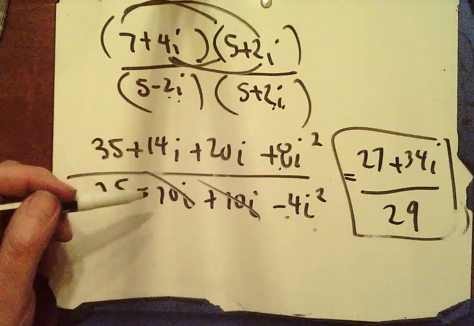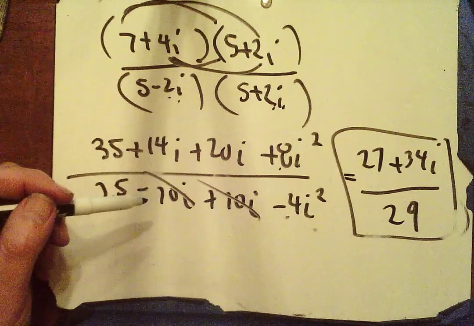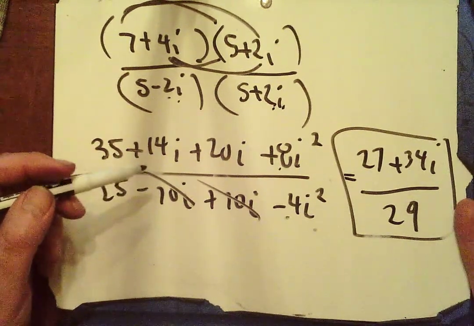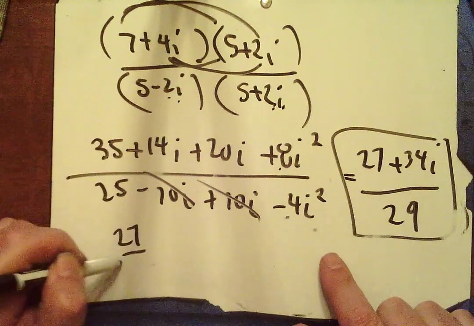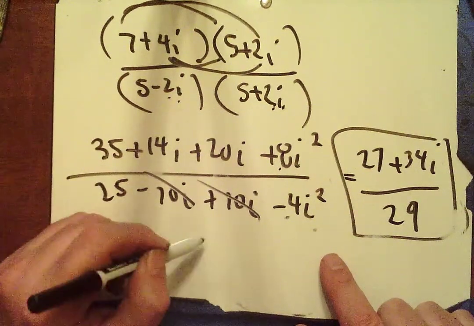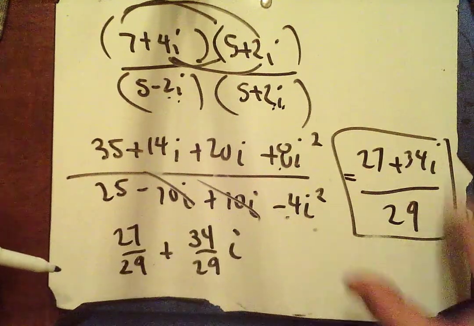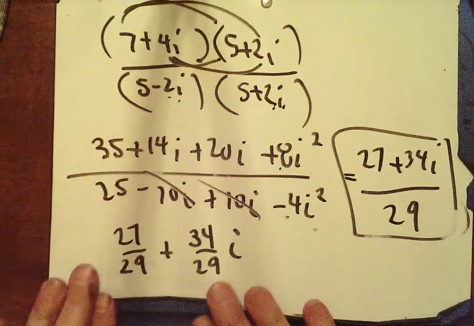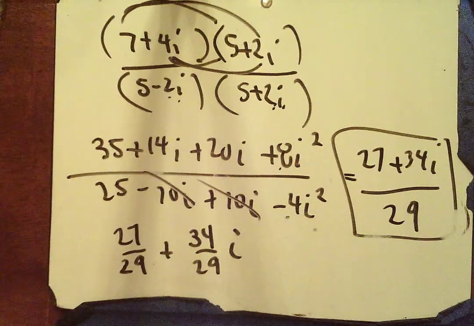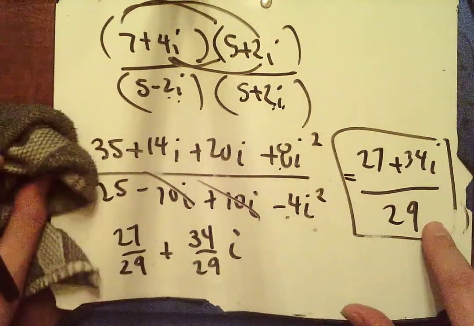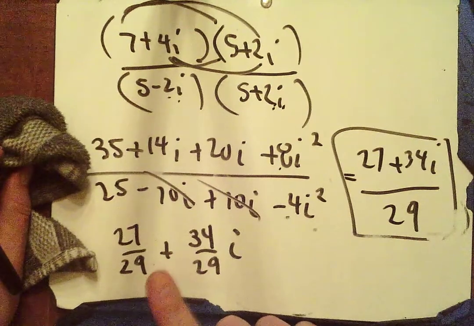Now, it did say we should write our answer in standard form. So I'm going to be okay with this, but really, standard form is a plus bi, where we split this into two fractions. That's really standard form, okay? So I'll be okay with this, but, U of N math placement test, they want that.